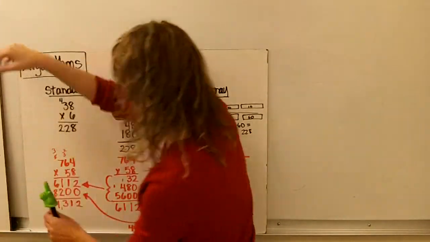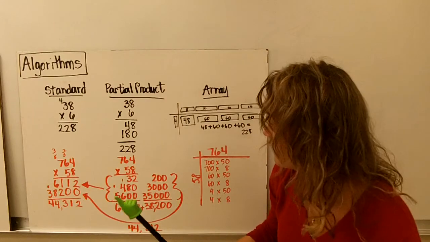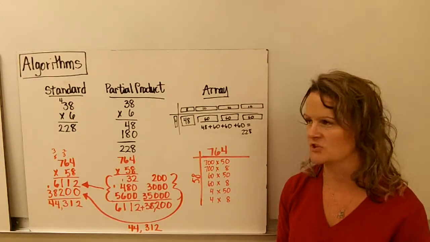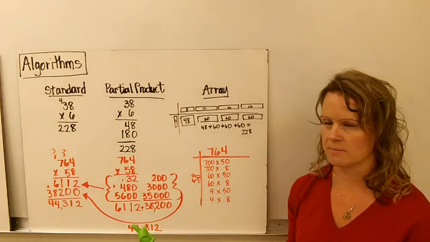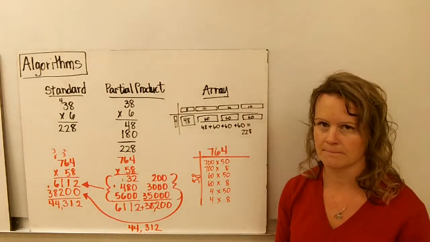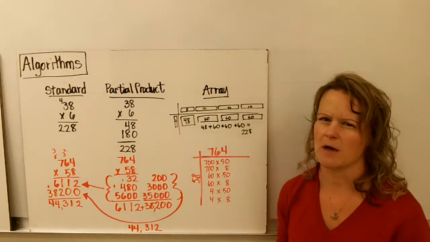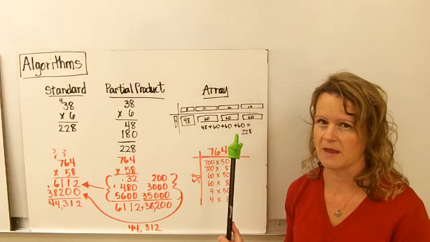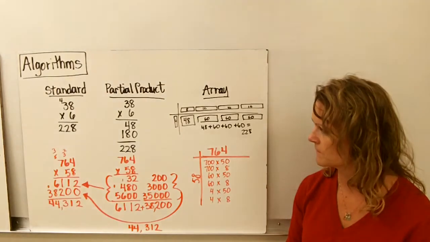So lastly, we're going to talk about algorithms. We're just going to talk really briefly about this because we all know the standard algorithm for multiplication. We're going to talk about why that works by looking at the partial product algorithm, and then talking just a little bit about how you might model that with an array or with blocks, which gets definitely more complicated the larger the numbers that you use.